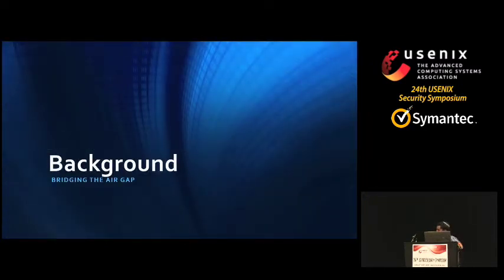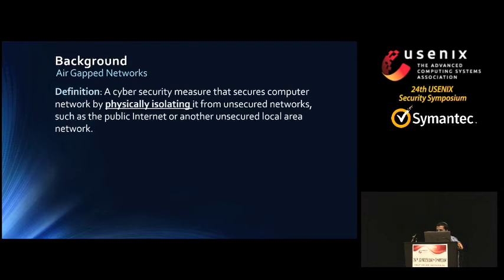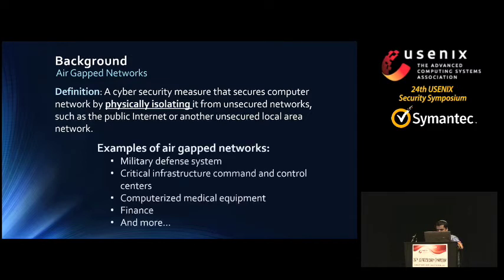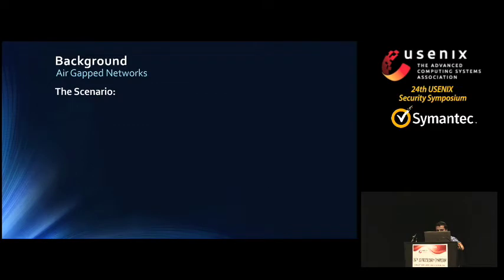So let's talk a little bit about the background of the problem. What exactly is an air gap? Air gap means that a single computer or a network of computers are physically isolated from the internet or from other less secure networks. This measure has two main goals. The first, to prevent outsiders from breaching and attacking the air gap network. And second, prevent insiders from leaking information outside of the air gap networks. Air gap networks exist in military and defense systems, critical infrastructures, medical equipment, finance, and so on.